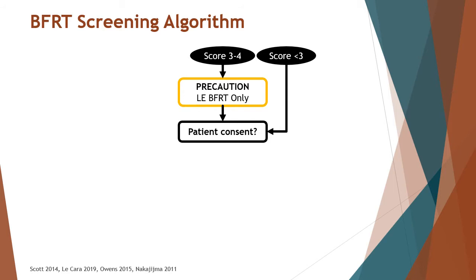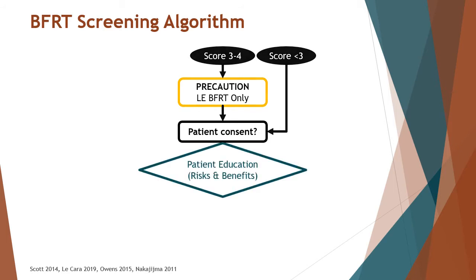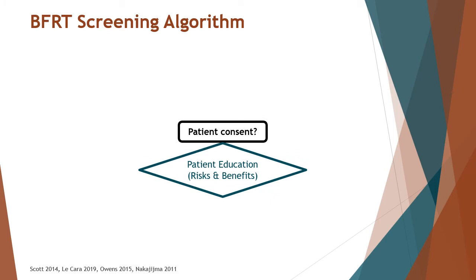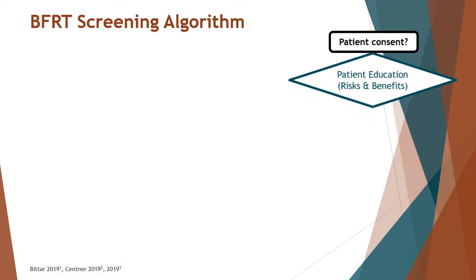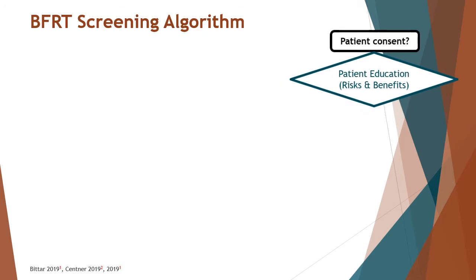If they have a score of less than 3, then you move on to patient consent without any precautions for the lower extremity. So here you need to discuss with your patient the risk and the benefits of BFR. This is where it comes into play that you are well versed in understanding and succinctly describing what BFR is, the benefits that it has, the risks, and being able to answer the patient's questions. So this is the scenario that you can expect to have.